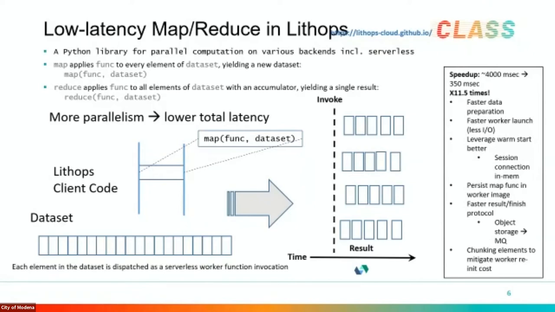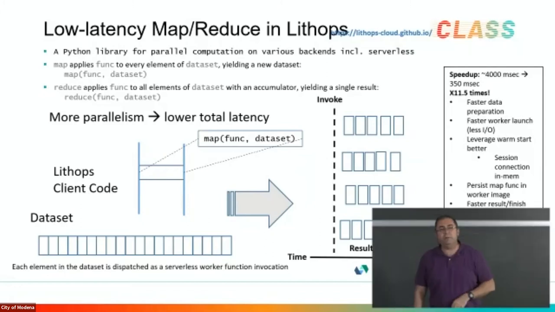So the overall result of the total optimization, for example, in one of the V2X cases, we reduced the total cost of trajectory prediction from 4,000 milliseconds to less than 350, over 11 and a half times.